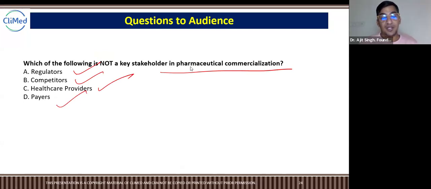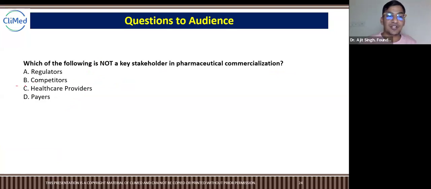Regulators, okay. Payers. Now you will get the absurd answers. You don't know the answer because there is no lengthy answer. I know that, so you are giving the confusing answer. Someone is telling D, A, D, A, D. No, neither A nor D. You are giving all wrong answers.